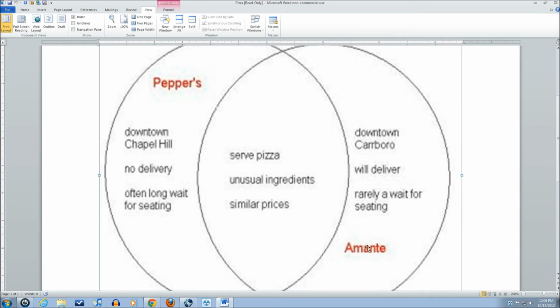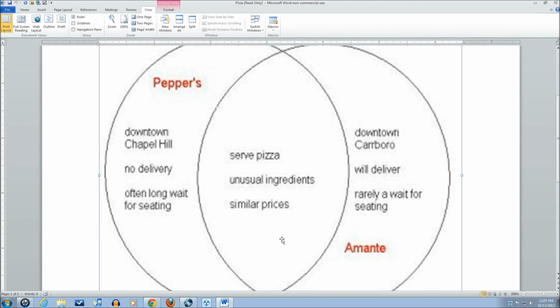Now, having said that, Amante could be the one that is preferred because it might be considered more convenient. That would be a different dawning realization, but it could work equally as well. Why is it more convenient? Because it will deliver, and there's rarely a wait for seating. Which means if it's 11 p.m. and you're in your pajamas watching a movie and you suddenly get hungry, well, Amante might be able to bring you a pie, whereas Peppers would say, come and get it, or no pie for you.